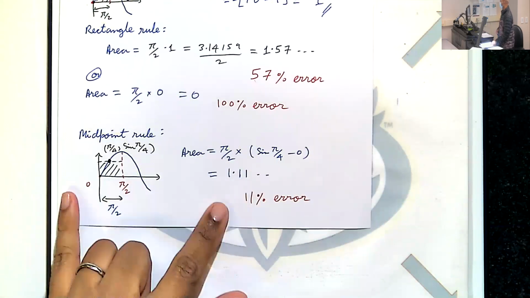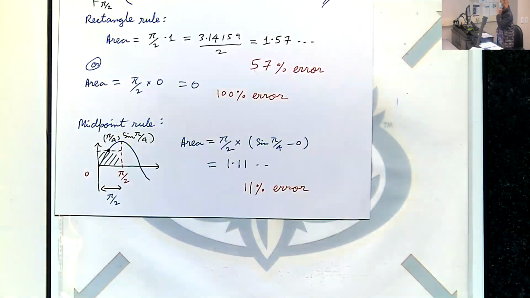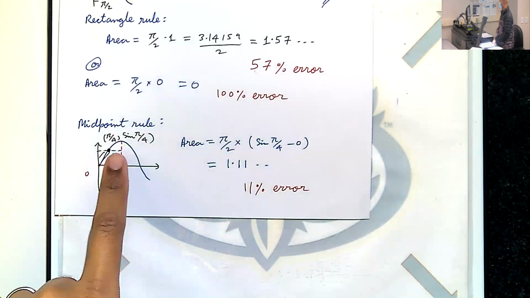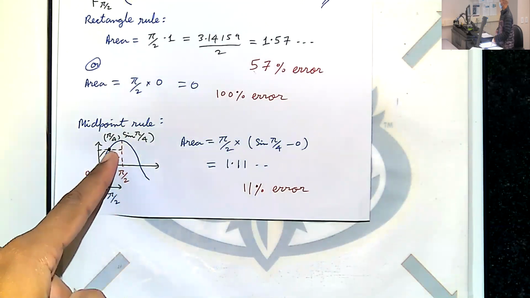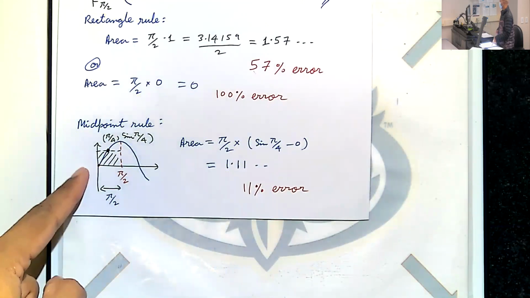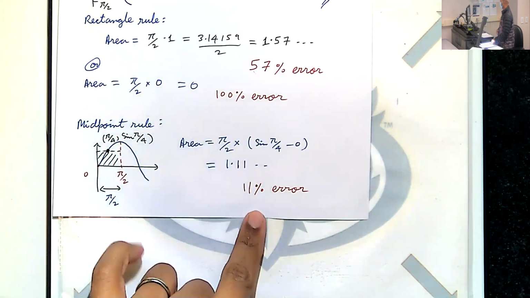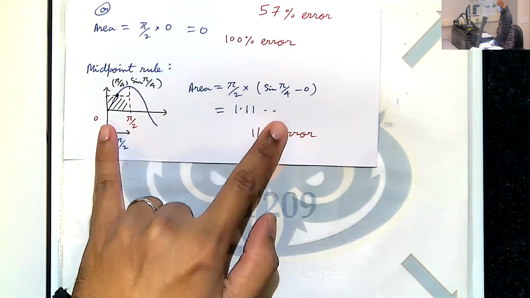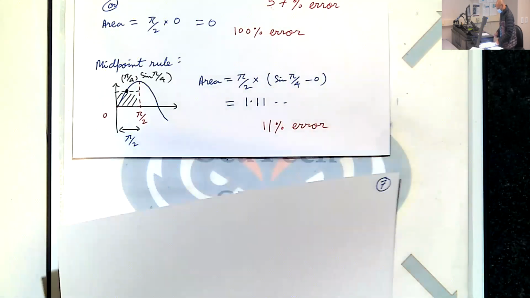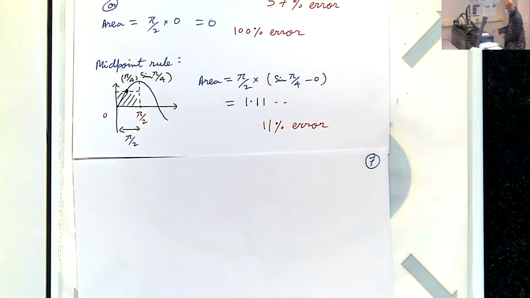The next best option, but still not a very good one, is midpoint rule. If you remember, we just take the midpoint and form the box, the rectangle, using that height. And we get an 11% error. Next, let's do the same thing, but with trapezoidal rule.